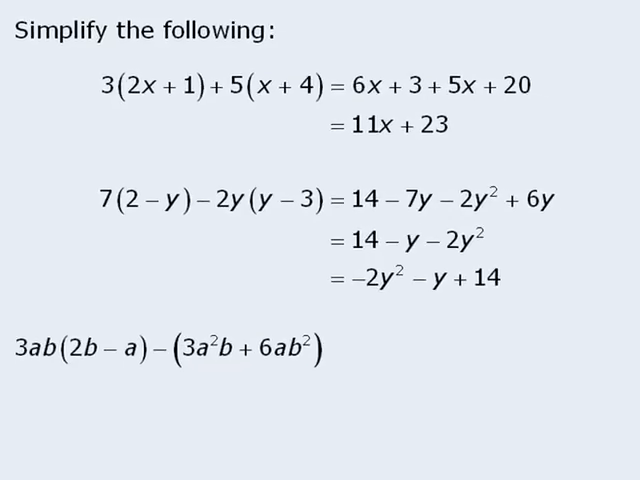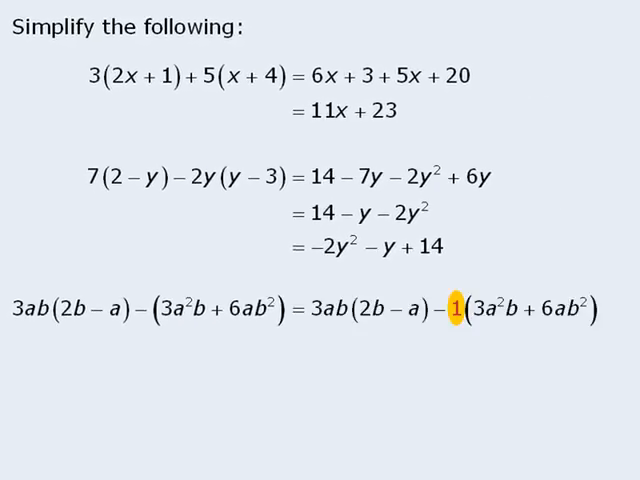Now to begin, I want to rewrite this expression by adding this negative 1 here in front of the second set of parentheses to show that subtracting this expression is the same as multiplying it by negative 1. Now that we have done this, we can proceed as usual. First we'll multiply 3ab by 2b to get 6ab squared.